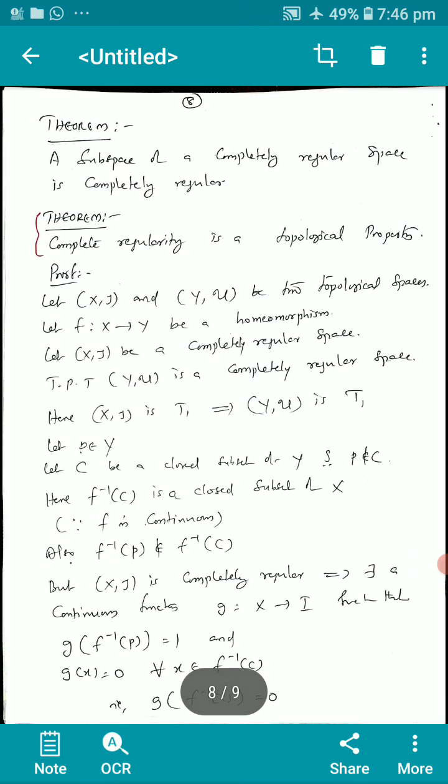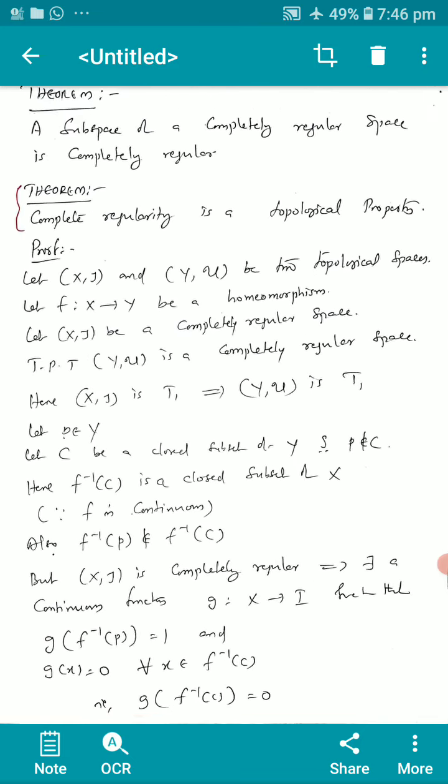Next theorem: a subspace of a completely regular space is completely regular. That is, a subspace of a Tikhonov space is again a Tikhonov space. You can discuss or you can try for its proof. It's given as homework. Next theorem: complete regularity is a topological property. A very important theorem. Complete regularity, or the Tikhonov property, is a topological property.